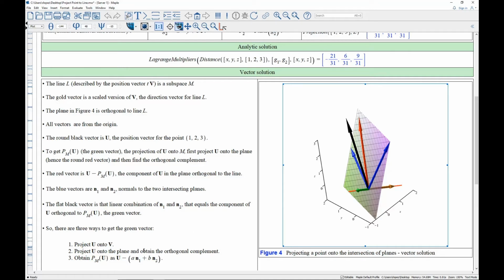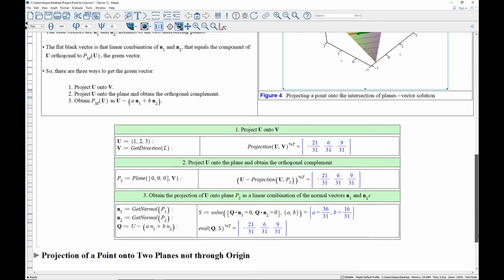And the third way is to get the green vector as U minus its projection in the plane, which is obtained as a linear combination of the two blue vectors. And this is the linear combination. So here, the calculation requires that you find appropriate coefficients A and B. So here are the three ways for getting that green vector.